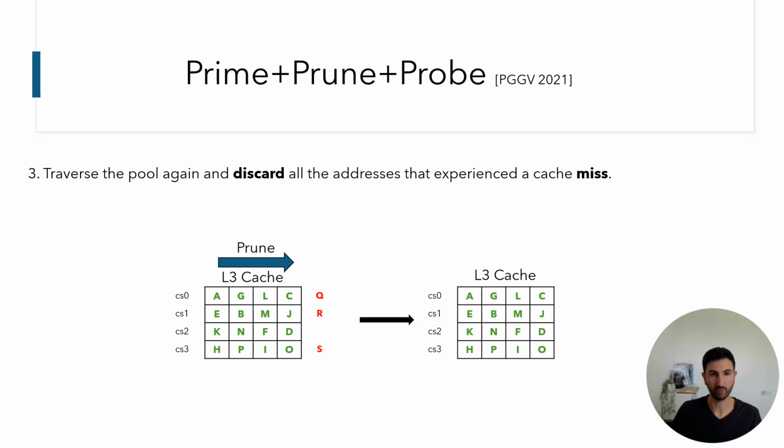Next, we perform the prune stage, in which we traverse the pool again and discard all the addresses that experienced a cache miss. That is, we discard all the addresses Q, R, and S. So we're left with all the green addresses. All of those addresses can be stored in the cache simultaneously.